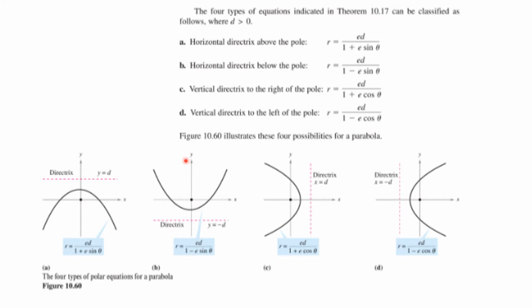Notice that if the orientation is vertical, then what I have is the sine function. This is below and this is above. I think you can recognize the patterns happening here. If we have a vertical directrix to the right of the pole, this is going to be ed/(1 + e cos θ). Similarly, if we have a vertical directrix to the left of the pole, that means the directrix is x = −d, and we get ed/(1 − e cos θ).